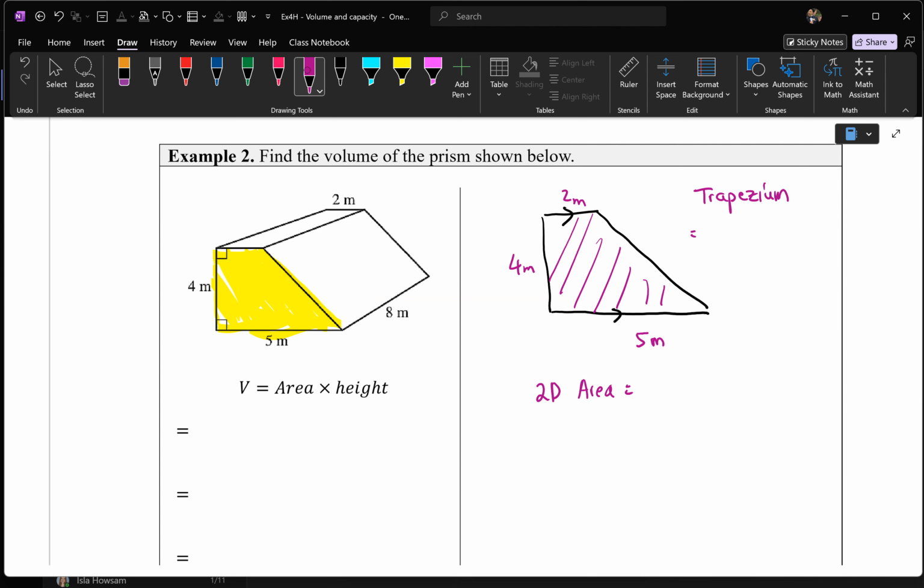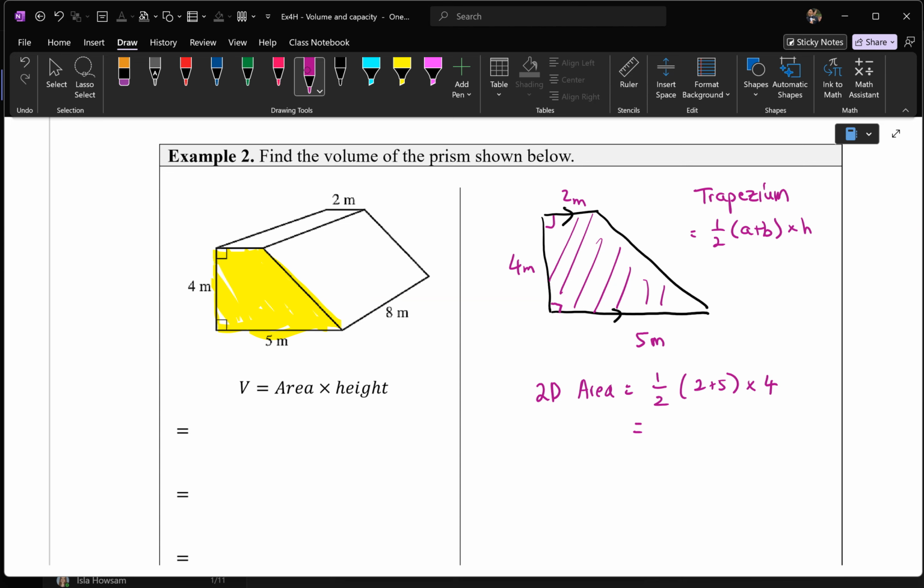If you've forgotten, it was half times A plus B. A and B are the two parallel lines times the vertical distance between the two. So it's half times 2 plus 5, because those are the two parallel lines, times the vertical distance that separates them, which is the 90 degrees here. So that's 4 and not the 8. Okay, so times by 4, let's work it out.